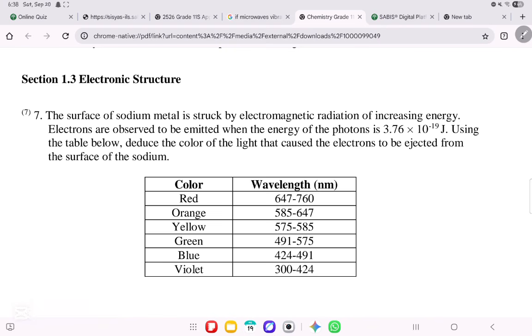The surface of sodium metal is struck by electromagnetic radiation, and they said what the energy, E, of photons is this much. Using the table below, deduce the color of light that caused the electron to be ejected from the surface of sodium. So what do we know that the equation is? We know that E is equal to H times V, where H is Planck's constant and V is the frequency. Another equation we had, if you remember, is that C is equal to wavelength times V. C is the speed of light, 3 times 10 to the power of 8. Lambda is the wavelength and V is the frequency.